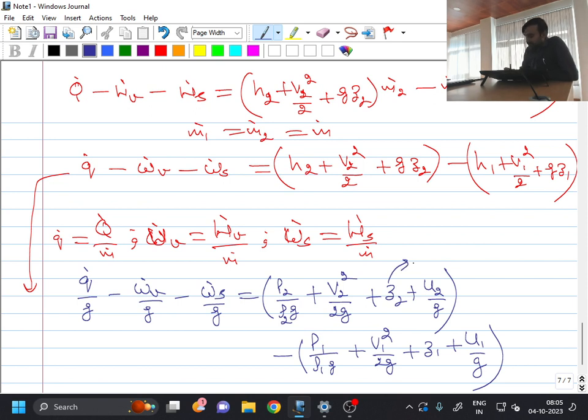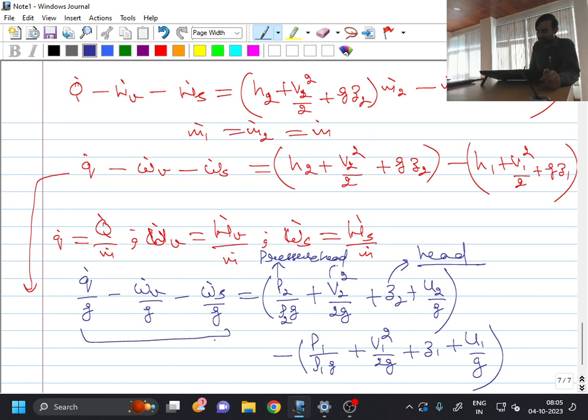So Z is nothing but representing a length dimension. So this length dimension is called head. Here I will be calling this the potential head, this the kinetic head, and this the pressure head. Similarly, these will be nothing but heads of heat and work.